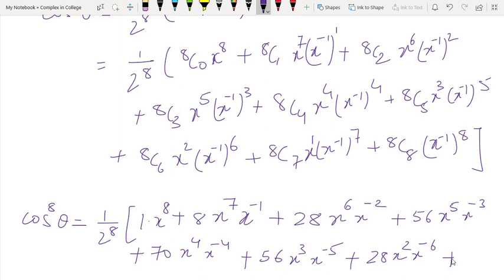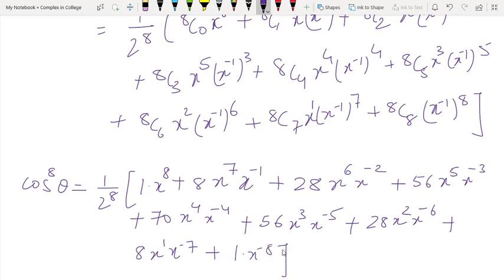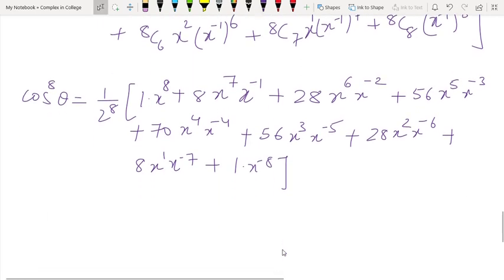Then plus, let me scroll down a little bit. 28, then down we are looking for 8C7. 8C7 is 8, x raised to 1, x raised to minus 7, plus 8C8 is 1 into x raised to minus 8. Okay, so this is 1 upon 2 raised to 8.